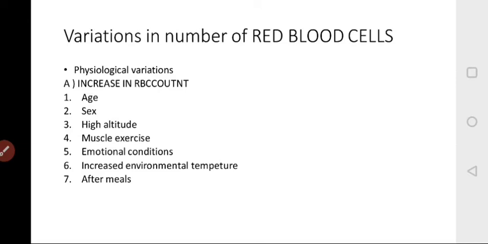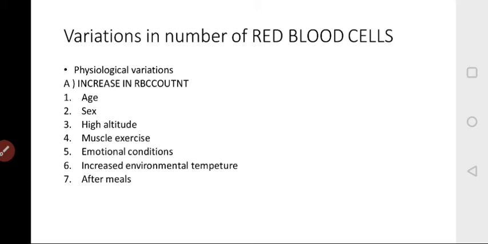Number 1, age. At birth, RBC count is 8 to 10 million per cubic millimeter of the blood. The count decreases within 10 days after the birth. Why does it decrease? Due to destruction of RBCs causing physiological jaundice in some newborn babies. However, in infants and growing children, the cell count is more than the value of adults.